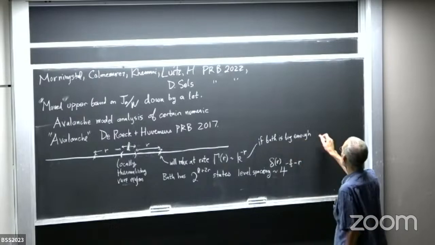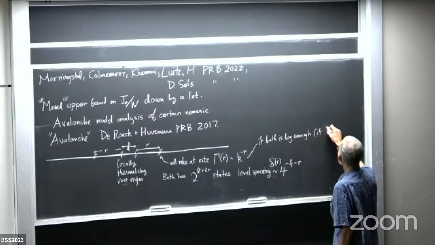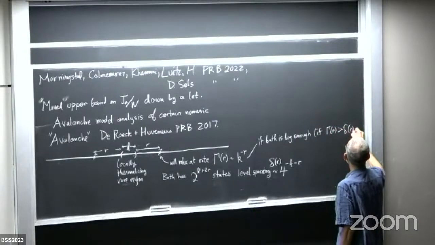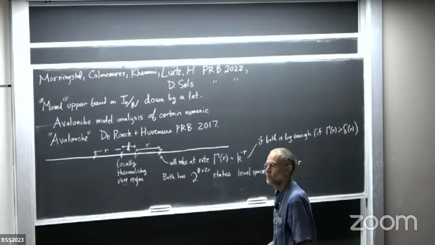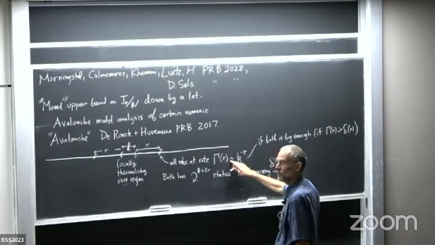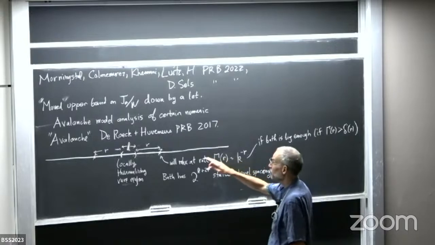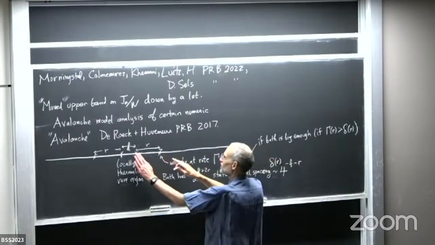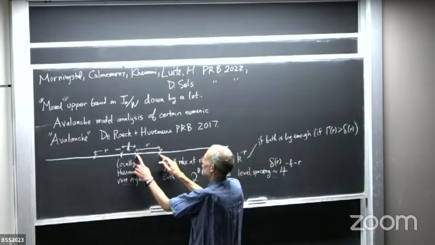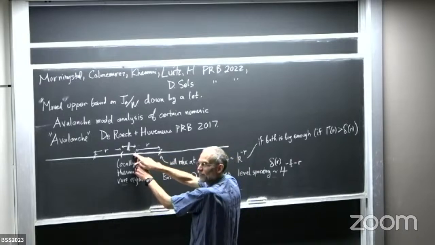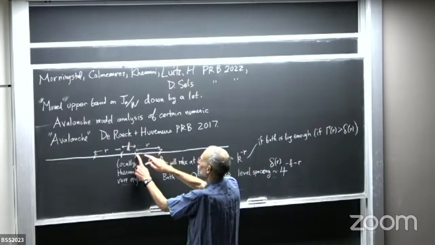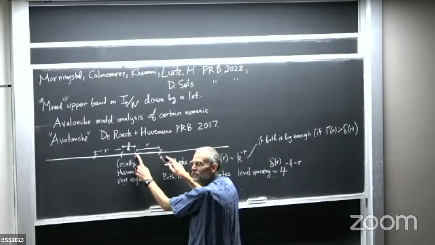If gamma bar is bigger than delta, it's just from the informal argument that this is localized. This spin is only going to relax by coupling back to here, and this is all localized. So any influence of this out to here decays exponentially.